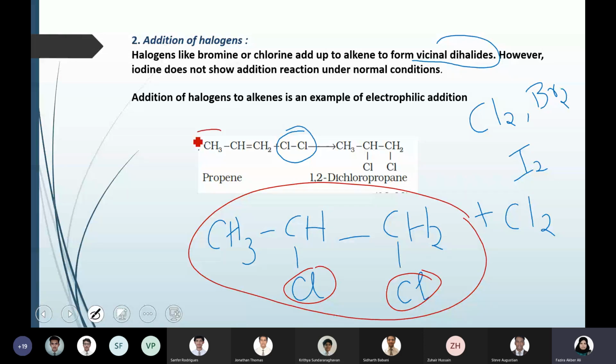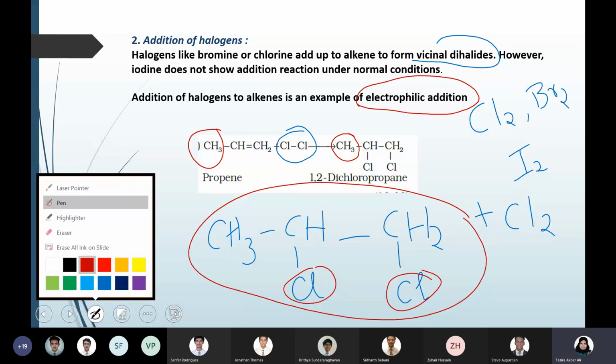So this CH3 group has no changes because the addition is taking place across the double bond only. Only the double-bonded carbons are undergoing changes. The rest of the things remain unchanged. So that is the usual addition reaction. And this is taken as an example of electrophilic addition.